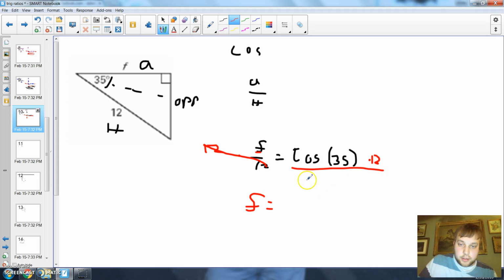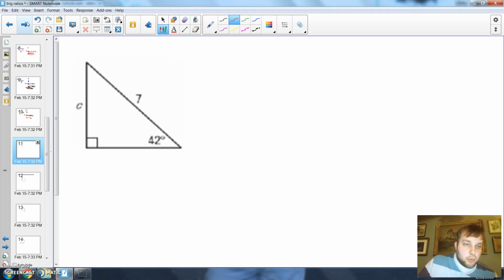Alright. Cosine of 35 times 12. I am getting 9.82. Check it. Actually 9.83, because that rounds up to a 3. Does 9.83 seem like it would fit in here? Hypotenuse is 12. Yeah, that seems like it works. Let's do one more.